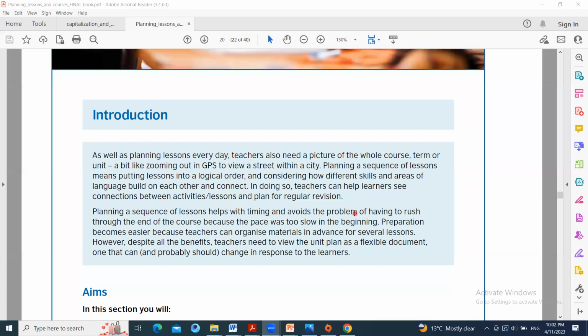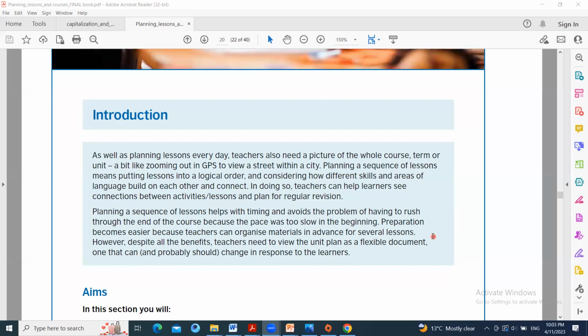Planning a sequence of lessons helps with timing and avoids the problem of having to rush through the end of the course because the pace was too slow in the beginning. Preparation becomes easier because teachers can organize materials in advance for several lessons.